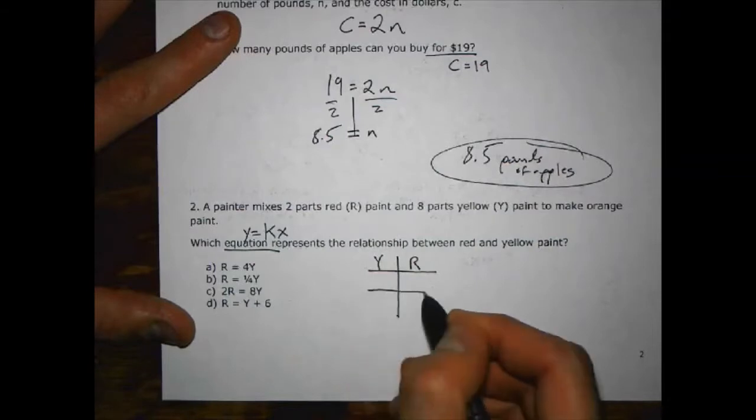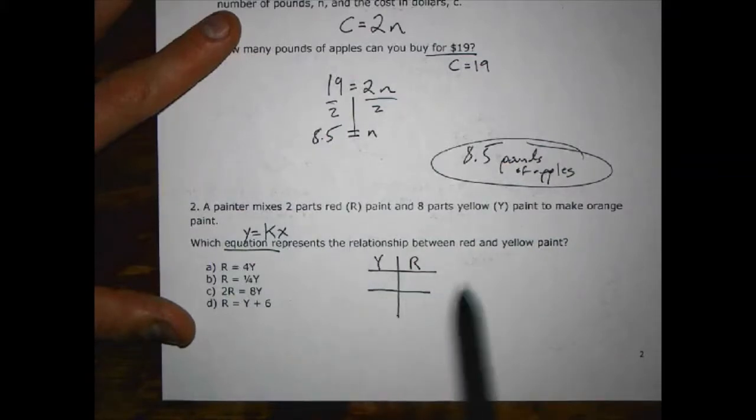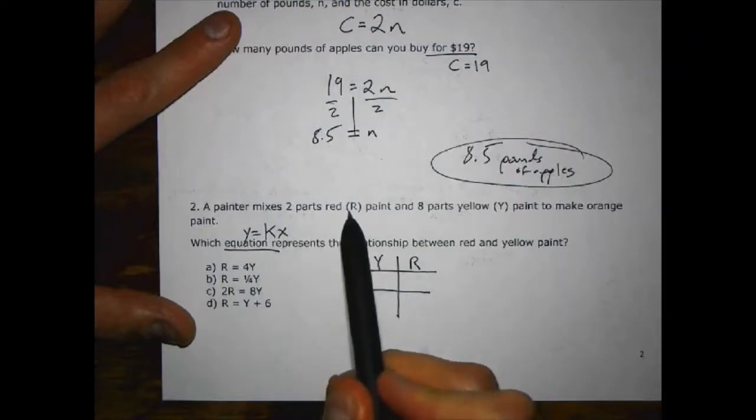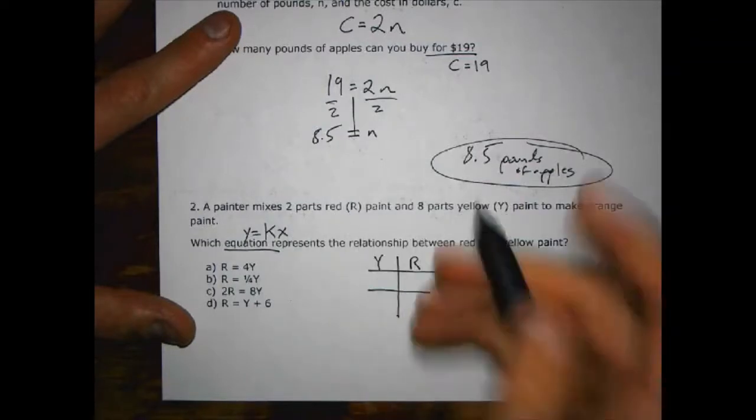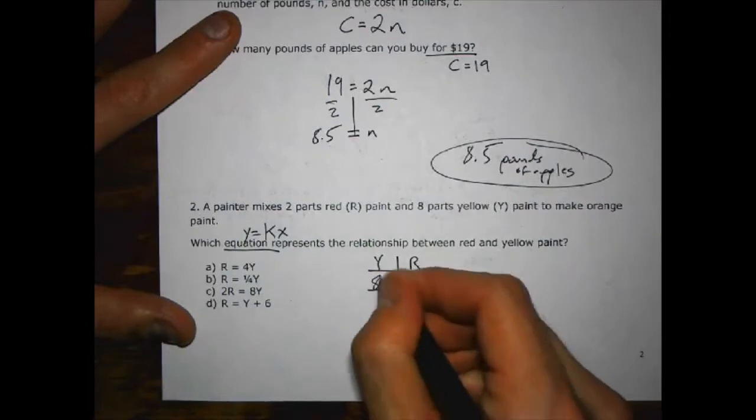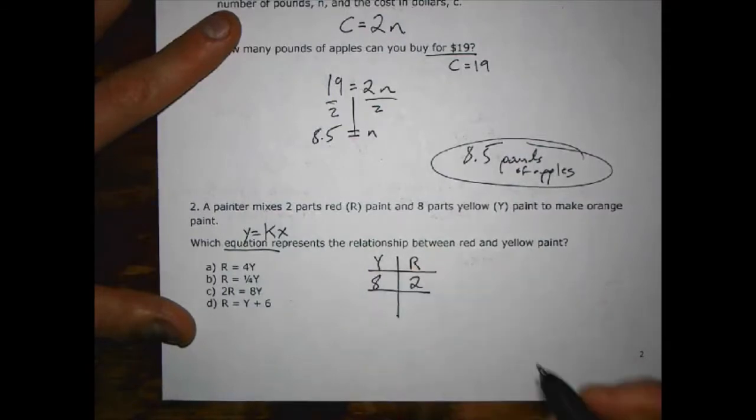Now let's use the information that's in the problem. Remember, always set up a table. It will help you out so much. 2 parts red paint and 8 parts yellow paint. So we've got 8 yellows and we have 2 reds.